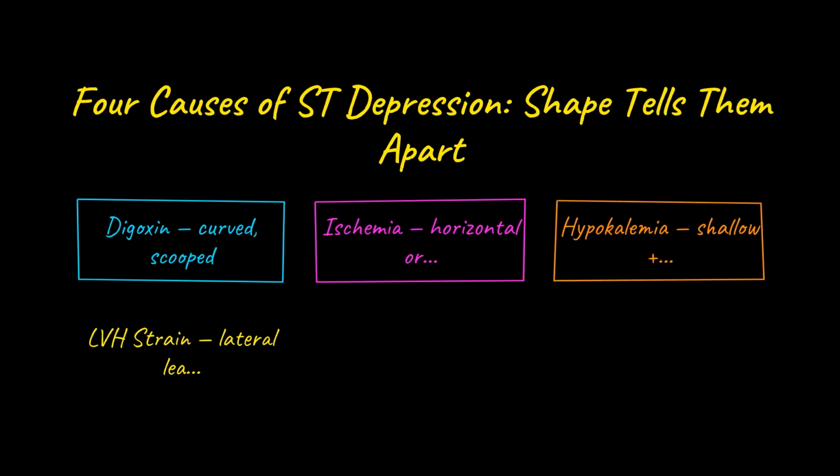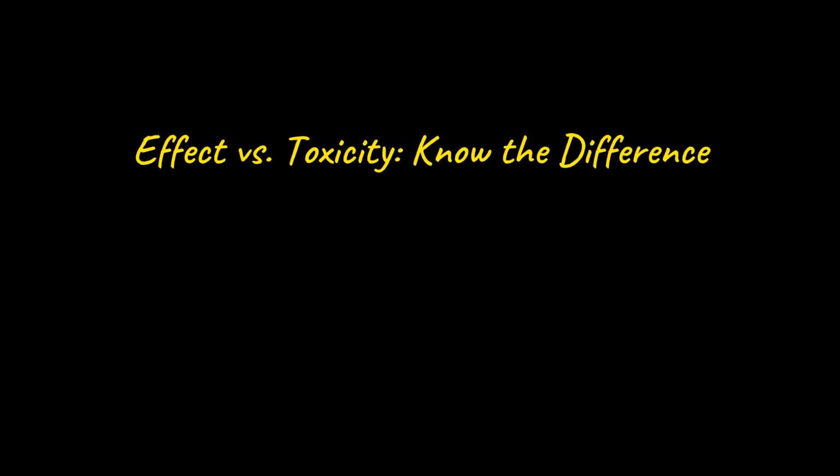Digoxin produces a gentle concave upward curve. Ischemia produces a horizontal or sharply downsloping line. Hypokalemia is shallow and paired with prominent U waves. The critical distinction is digoxin effect versus digoxin toxicity. Effect means the scooped ST depression in a stable patient at therapeutic levels, completely expected and benign. Toxicity produces dangerous arrhythmias including accelerated junctional rhythms, ventricular bigeminy, and bidirectional ventricular tachycardia, which is nearly pathognomonic for digoxin overdose.